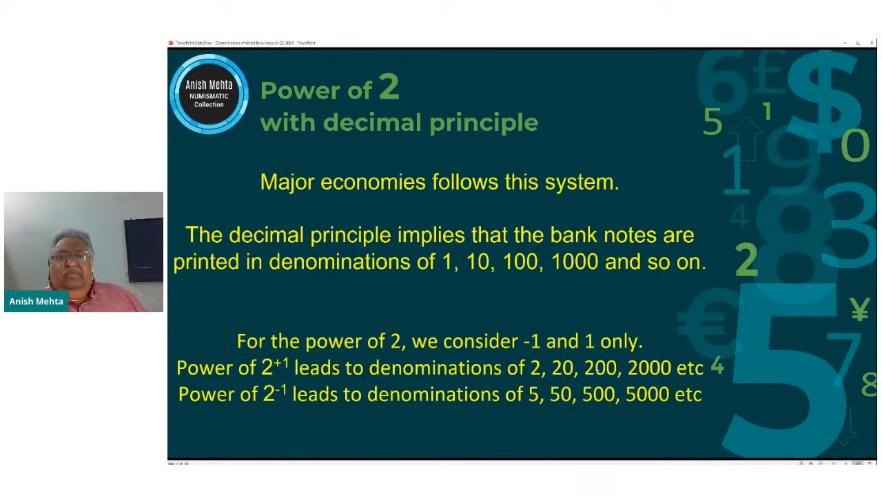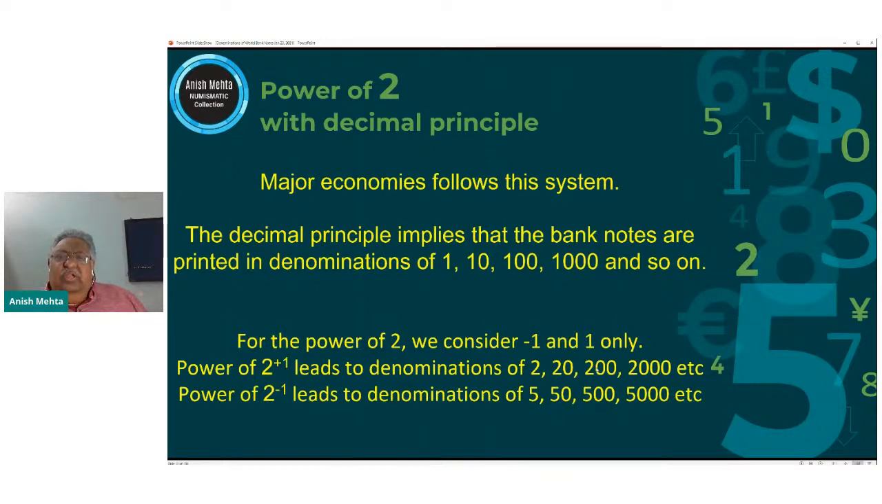When it comes to the power of two, we normally consider plus one or minus one. Two to the power of plus one leads to denominations of 2, 20, 200, 2,000, etc. When you raise it to minus one, it leads to denominations of 5, 50, 500, 5,000, 50,000 accordingly.